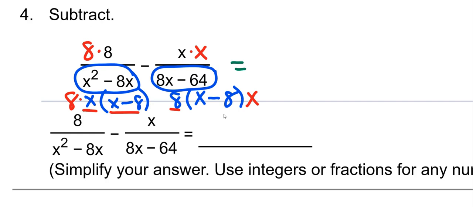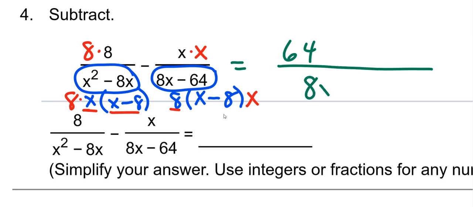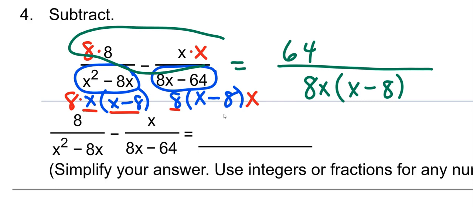Okay, so we have 64 over 8x. Well, here's what we're going to do. We'll leave that 8x and x minus 8. I don't want you to waste your time and multiply that together on the bottom. But I do want you to simplify the top. What do you have? 64 minus what? X. X squared.